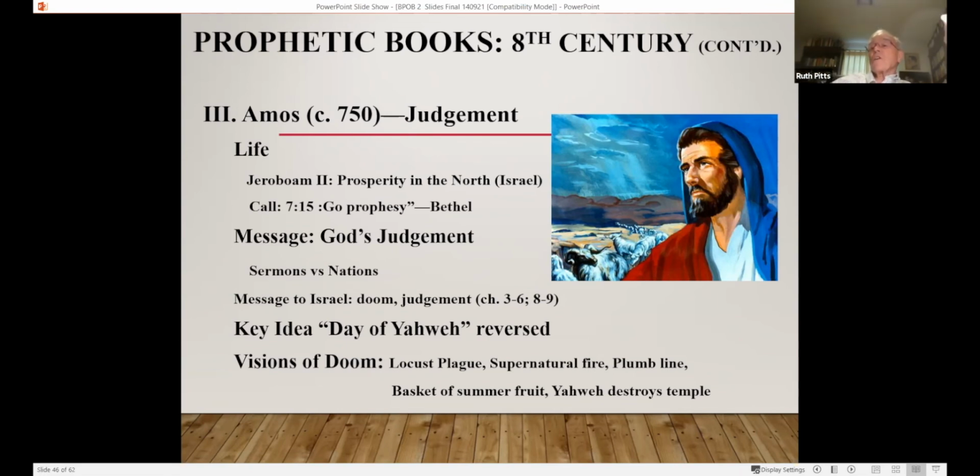And Yahweh actually is going to destroy the temple. They thought as long as the temple stood, they were safe. Nobody could knock that over.